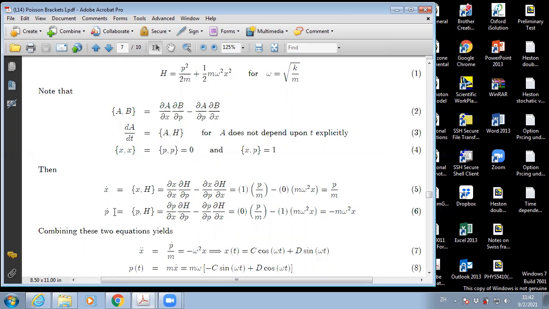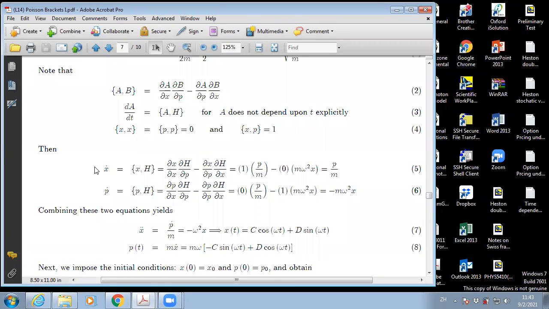How about p dot? p dot is equal to the Poisson bracket between p and H. We plug in the definitions of the Poisson bracket. Then we get minus m omega squared x. All right. Now we have a system of two coupled first order differential equations.